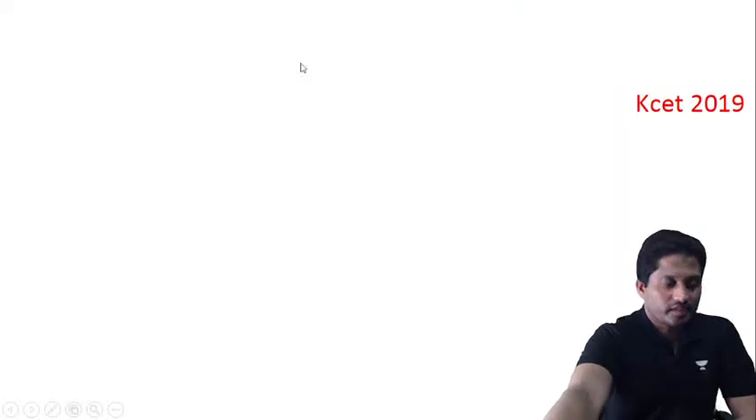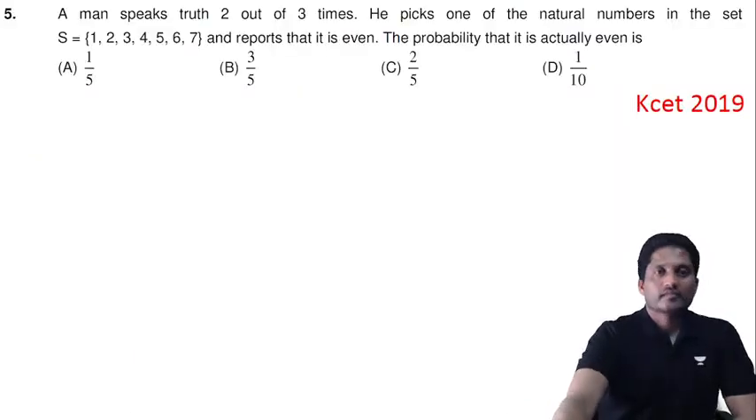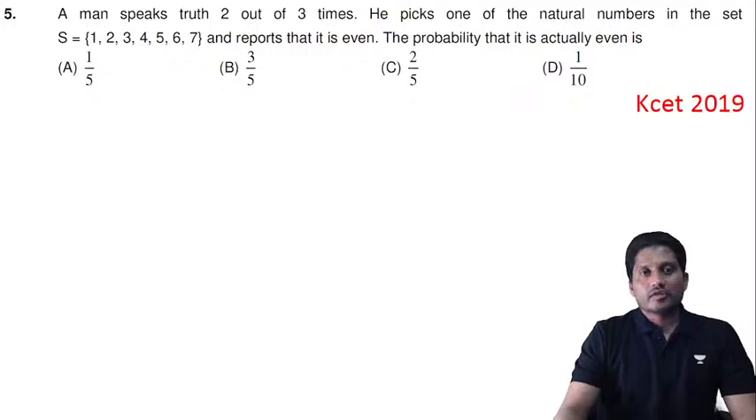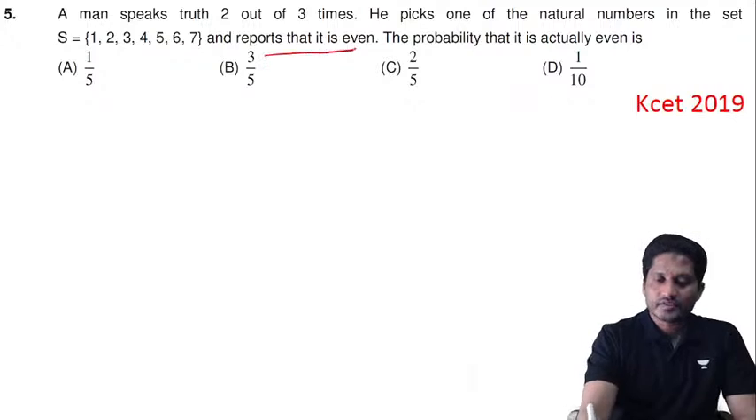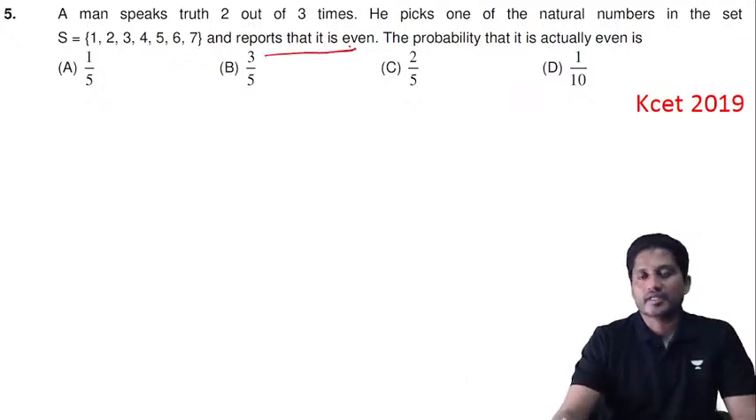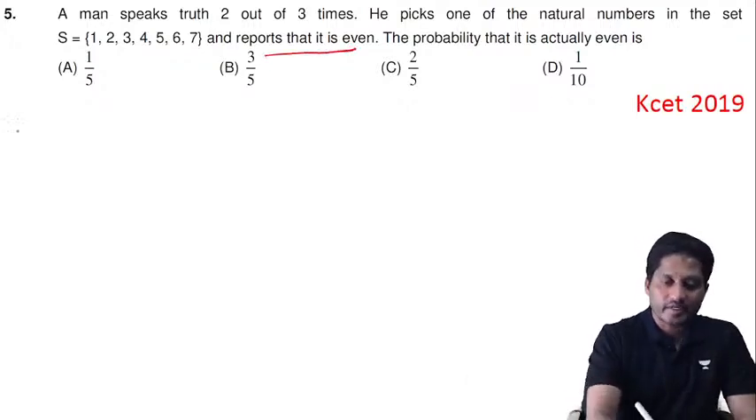Let's move to the next question. A man speaks truth 2 out of 3 times. He picks one of the natural numbers in the set 1 to 7 and reports that it is an even. It's an event which has happened. The probability that it's actually even. It's a question based on Bayes theorem.